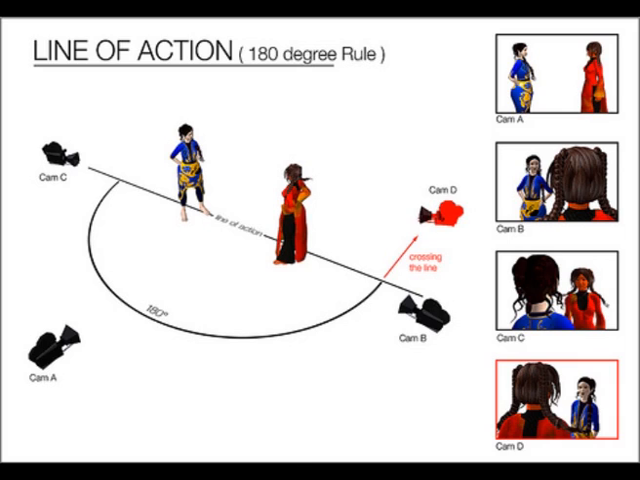The 180-degree rule is when you keep the camera on one side of the action and do not change the sides. The two characters looking at each other always have to be on the same side they started off in. You have to imagine a semicircle on the line you've chosen to film from.